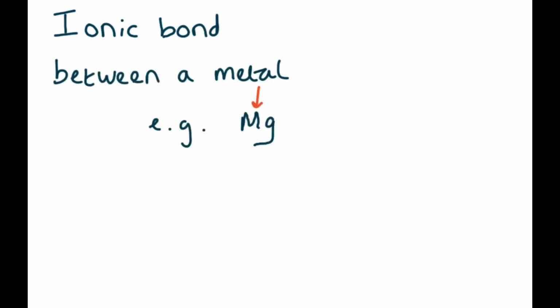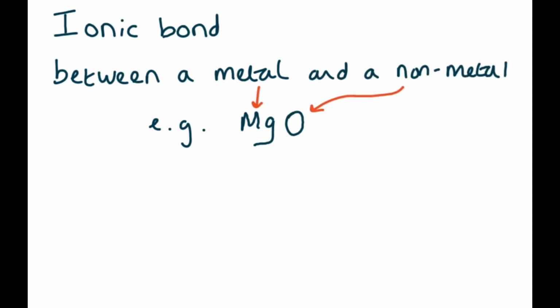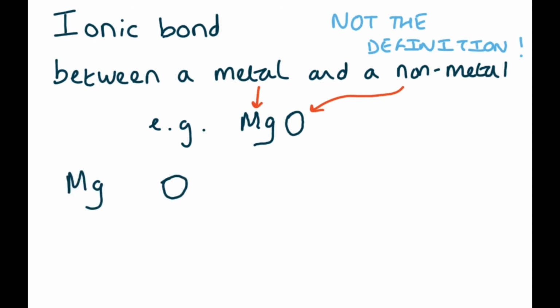Let's start with an ionic bond. An ionic bond is between a metal like magnesium and a non-metal like oxygen, so magnesium oxide. That is not the definition. That's just how you recognize an ionic bond. Magnesium's in group 2, so has 2 outer electrons. Oxygen is in group 6, so has 6 outer electrons. So in order to have a full shell, the magnesium will give its 2 outer electrons to the oxygen.